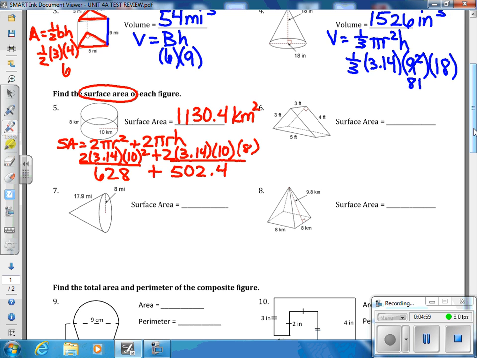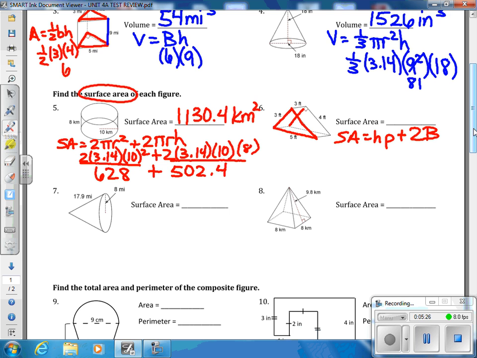Number 6 is a triangular prism. Notice it's not sitting on the triangle this time because it's turned, right? But it is still a triangular prism. So the triangle is your base right here, and you may need some information off of that triangle to help you out, right? But the formula we need to use first is the hP plus 2 capital B. All right, remember the h is the height of the entire prism. The height of the entire prism is the number that connects the two triangles together.